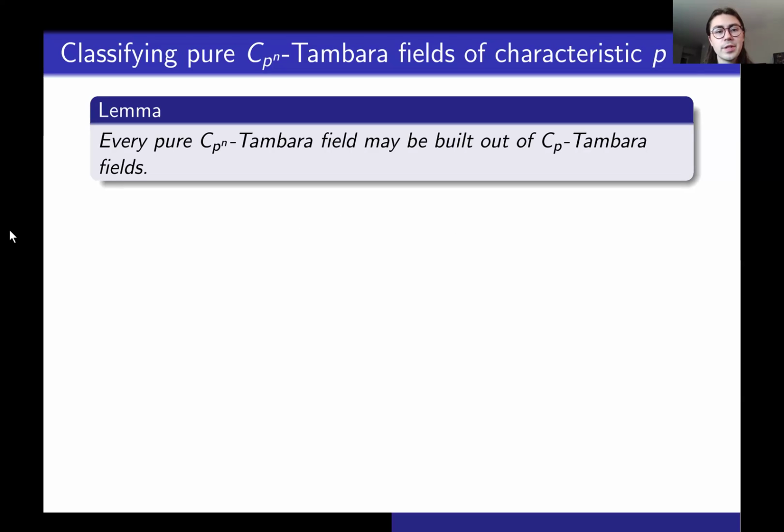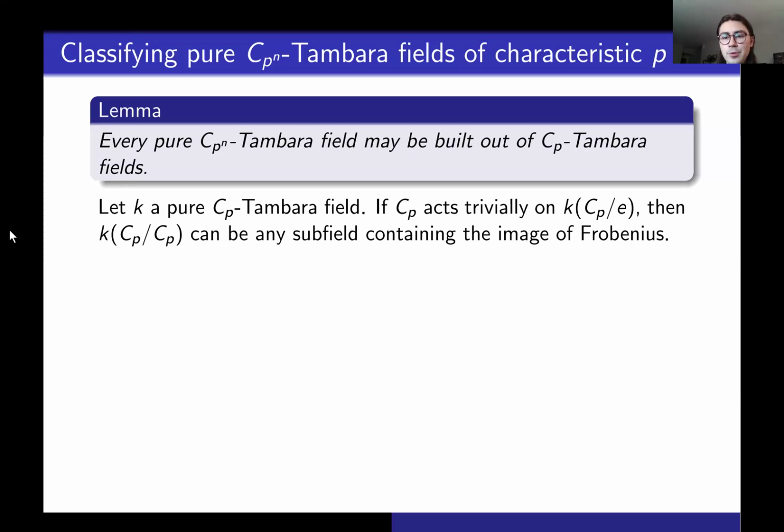But so this reduces the classification now to what can happen for CP Tambara fields. Our example before of this weird Frobenius thing gives the prototype for what can happen in one of two cases. If you have a pure CP Tambara field of characteristic p, then CP either acts trivially on the CP mod E level or it does not. If it acts trivially, then the CP mod CP level can be any subfield of the CP mod E level which contains the image of the Frobenius map.